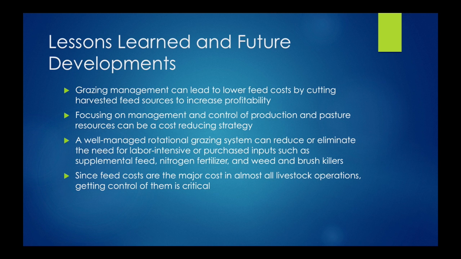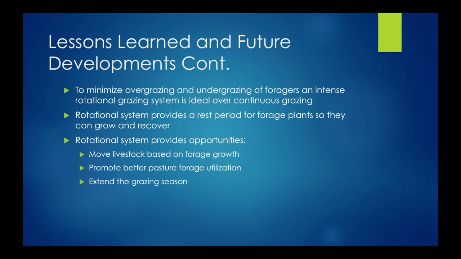So it really is key to get that rotational schedule nailed down to a science. Because since feed costs are the major costs in almost all livestock operations, getting control of them or being able to cut them is surely critical. Other lessons learned, to minimize overgrazing and undergrazing of forages, an intense rotational grazing system is ideal over continuous grazing. So to minimize overgrazing, it's all about intense rotational grazing schedules.